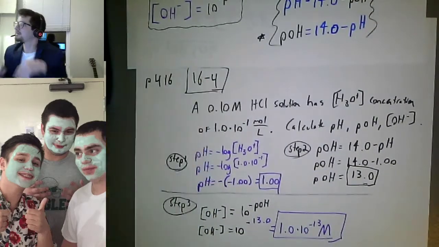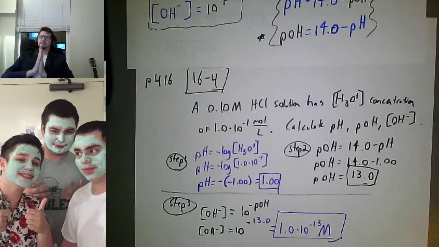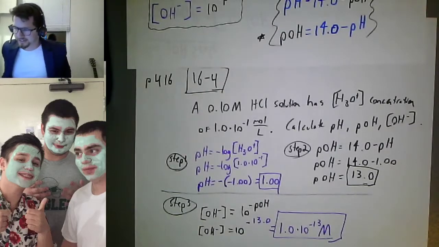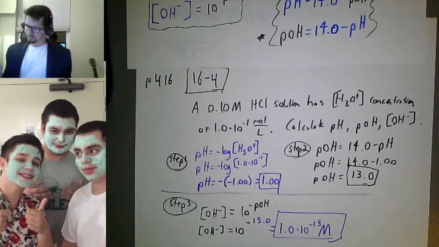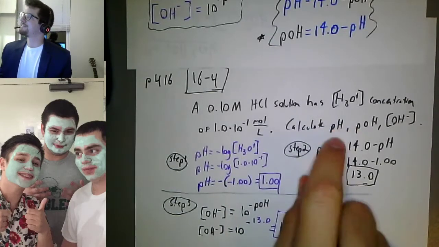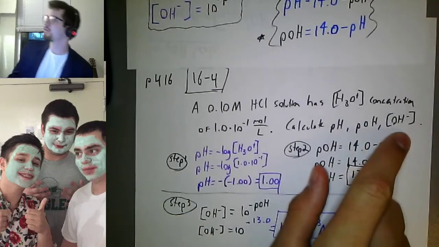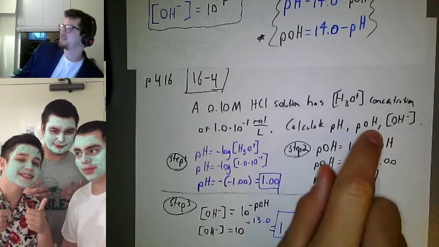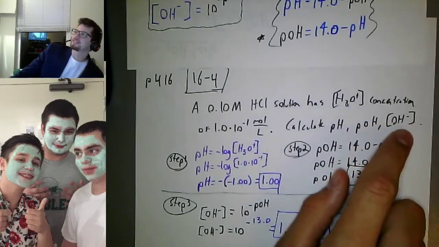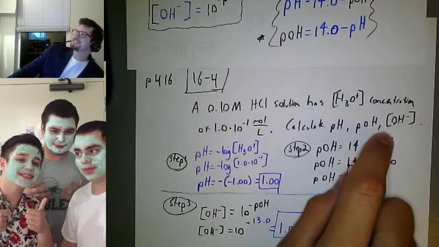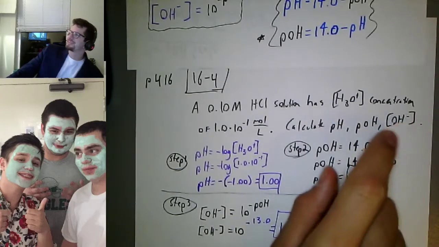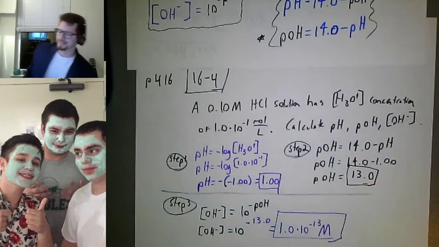So, this is the big piece of hydroxide, okay? This is where yesterday and today are leading. If you're given one piece of the puzzle, can you find the other three pieces? We got hydronium, so we had to find hydroxide, pOH, and pH. If you're given pH, can you find pOH, hydroxide, and hydronium? If you're given pOH, can you find pH, hydroxide, and hydronium? If you're given OH, can you find pOH, pH, and hydronium?